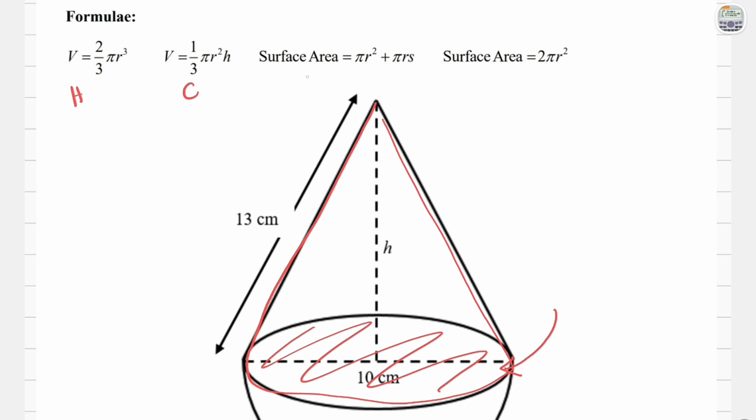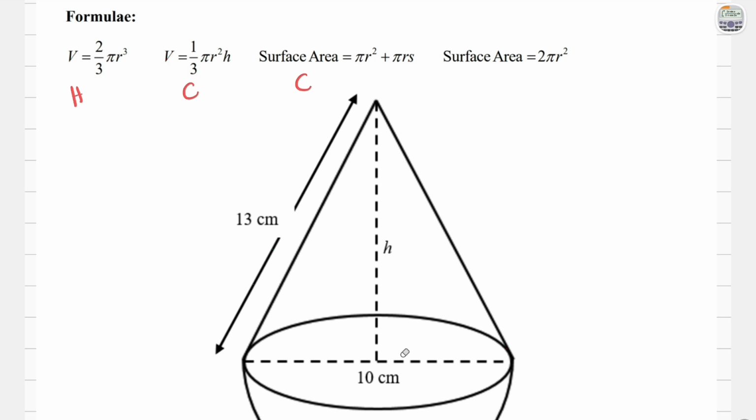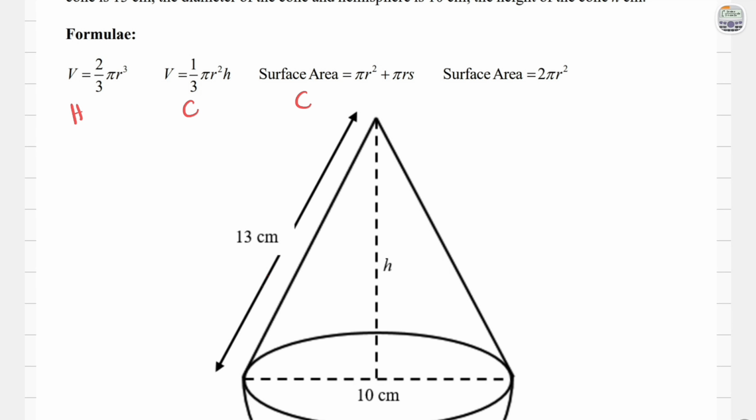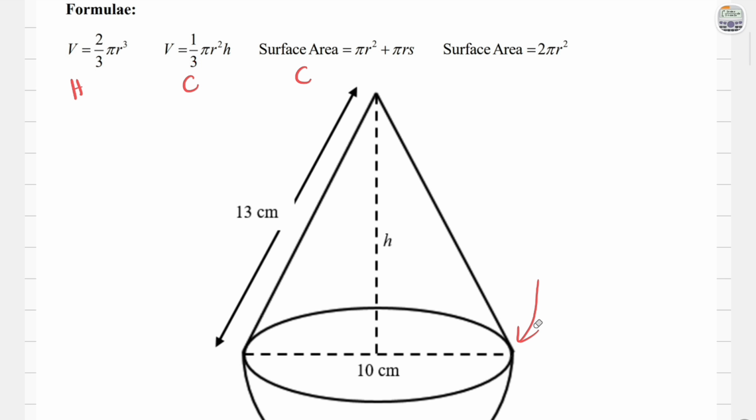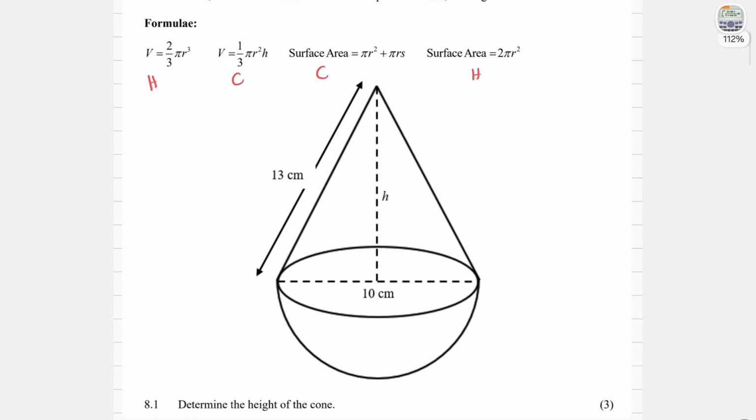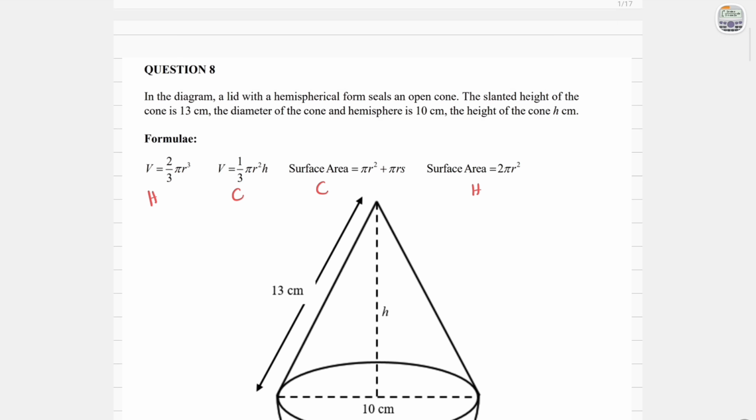Okay, so we can see that this is for the cone, and then this surface area, 2 pi r squared, that would be the surface area of the hemisphere, because we know that the surface area of a sphere is 4 pi r squared. So if we cut that in two, it's just 2 pi r squared. So that belongs to the hemisphere. Now that we have all of these down, let's answer the questions.